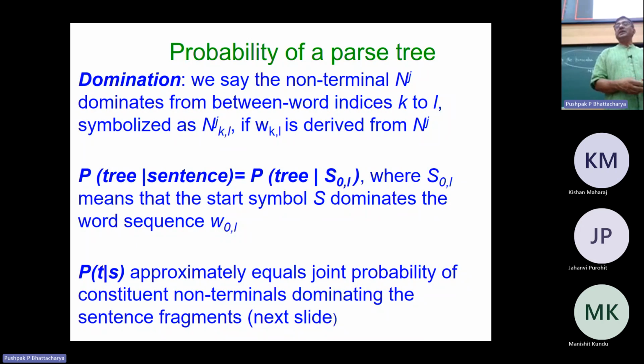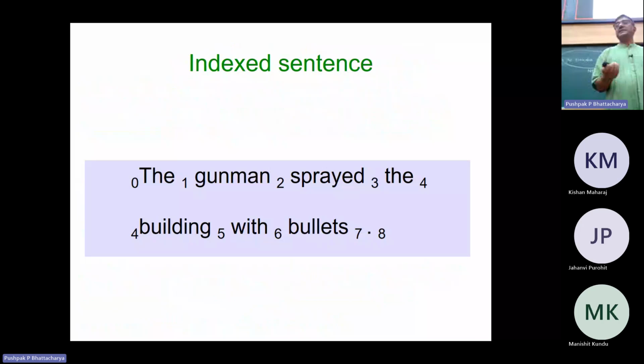Okay, so the probability of the whole parse tree given the sentence is equal to the probability of the tree given S_0l. S_0l is between word indices going from 0 to l, covering the whole sentence, where S_0l means that the start symbol S dominates the word sequence W_0l. And P(T|S) approximately equals the joint probability of constituent non-terminals dominating the sentence fragments. Okay, let us see what I mean by that.